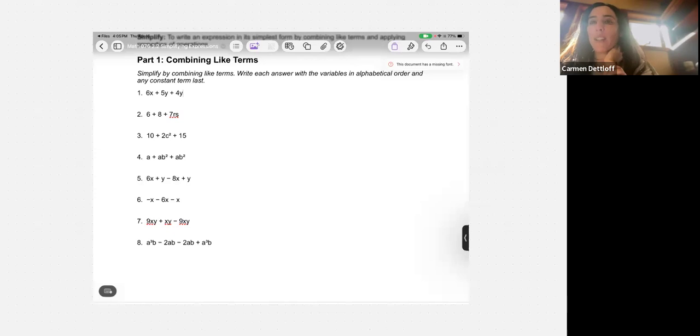Hi, and welcome to 2.2 Simplifying Expressions. Today we're going to be talking about combining like terms. So let's take a look.